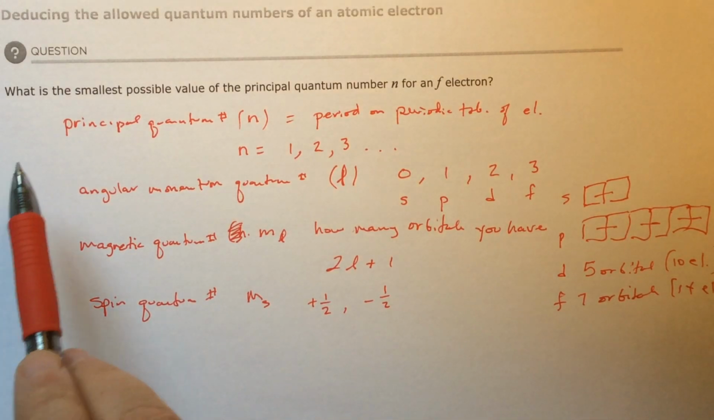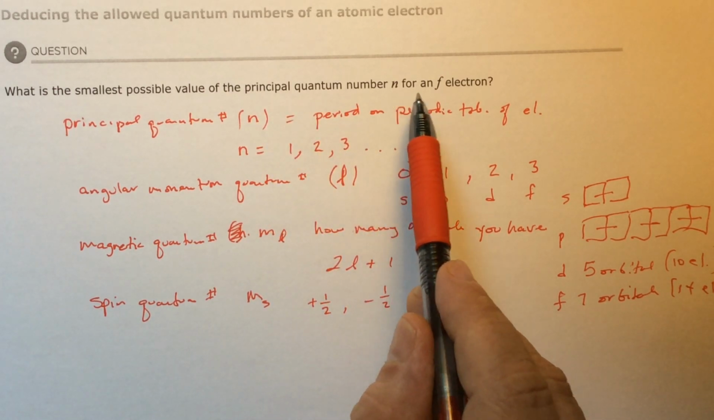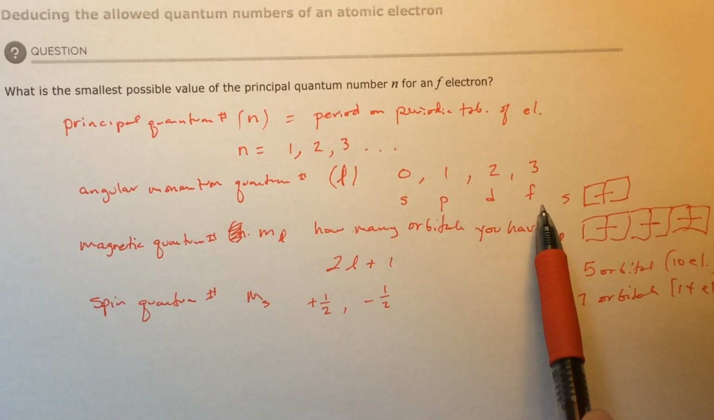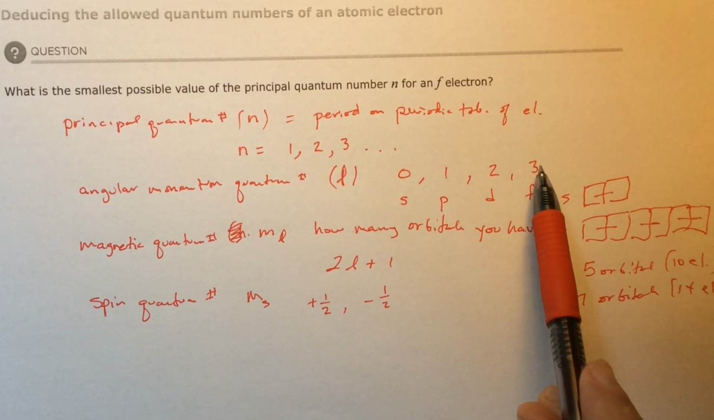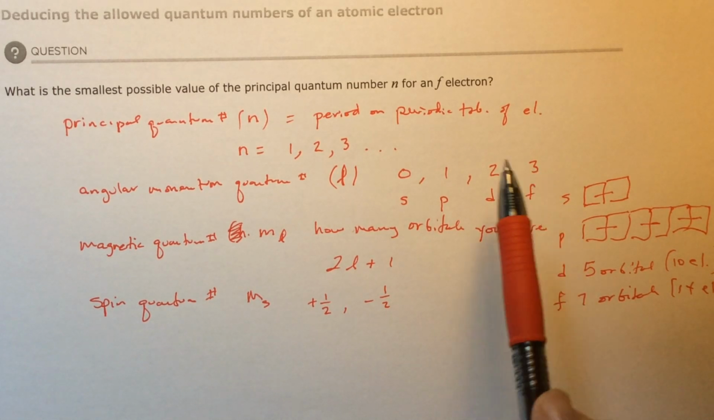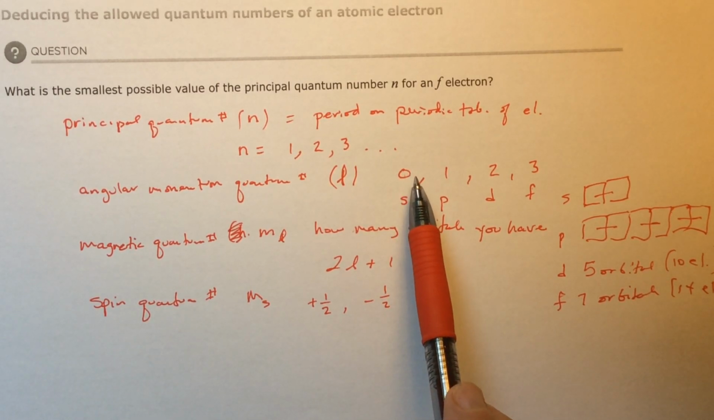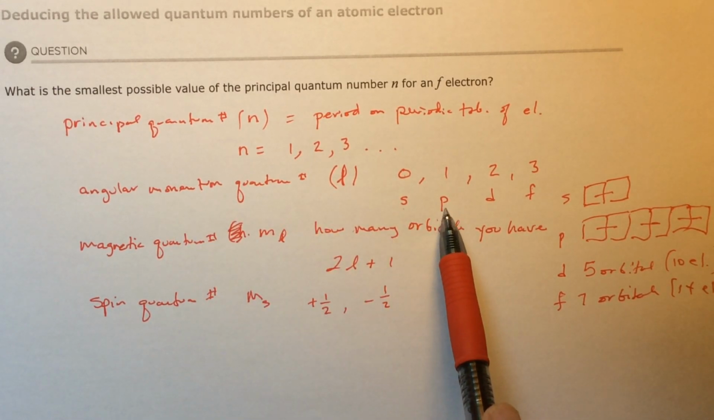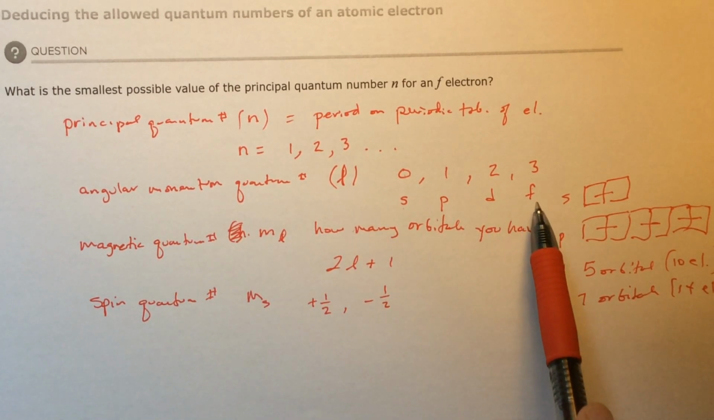All right, so this question is, what is the smallest possible principal quantum number N for an F electron? Well, an F electron has L equals 3. When do you have L equals 3? In N equals 1, you have an S subshell. In N equals 2, you have a P. N equals 3, you have a D. N equals 4, you have an F.